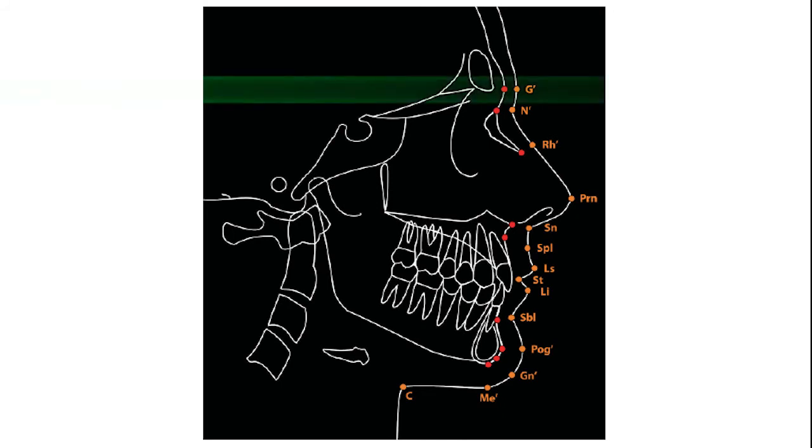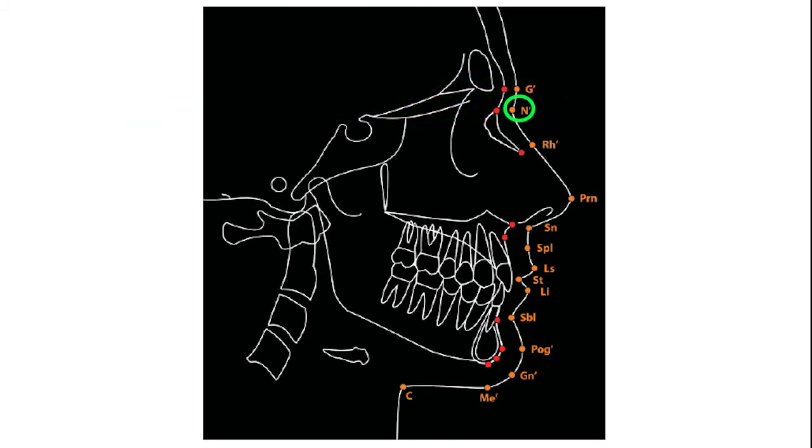Okay, the first one is the soft tissue glabella. It is the most prominent point of the soft tissue anterior contour of the forehead in the mid-sagittal plane, in the supraorbital brow ridge region in the mid-sagittal plane. Soft tissue nasion.